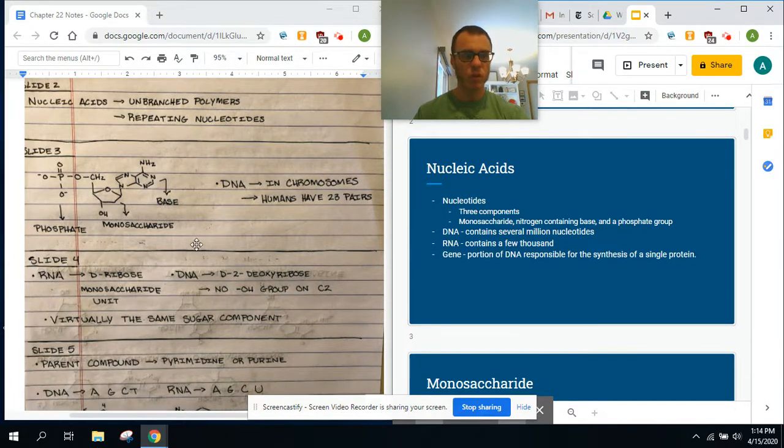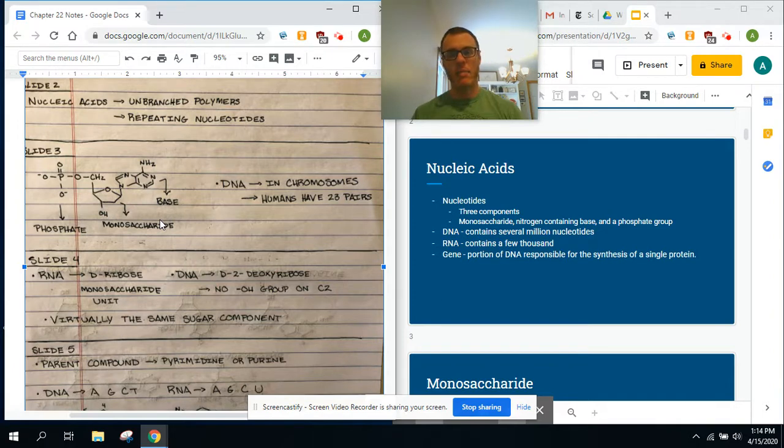Okay. So here you can see what we have going on here. This is our structure. This is our phosphate group over here. See? Our phosphate group right there. This is our monosaccharide. All right, now you know what monosaccharides are. I've drawn the Haworth projection here. There's our monosaccharide. And then this is our nitrogen-containing base. So that's all of the chunks that are put together for a nucleotide. And a nucleotide makes up RNA and DNA, so both. DNA is in the chromosomes, and we have 23 pairs. That 23 is extremely important, right?